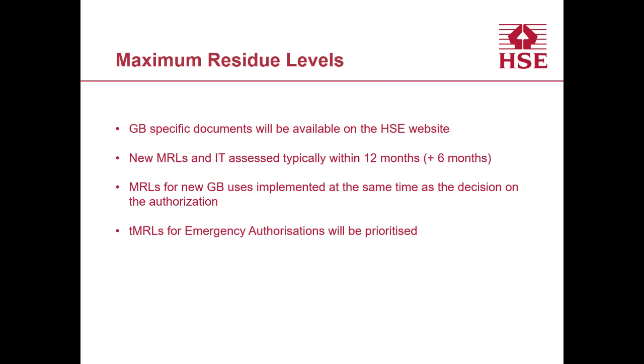GB specific documents are available on the HSE website, and new MRLs and import tolerance applications will be assessed typically within 12 months. MRLs for new GB uses will be implemented at the same time as the decision on the authorisation, and temporary MRLs for emergency authorisations will be prioritised. So we obviously need to support, if there's emergency product authorisation applications that are dependent on having a temporary MRL, then we'll obviously need to have that as a priority.